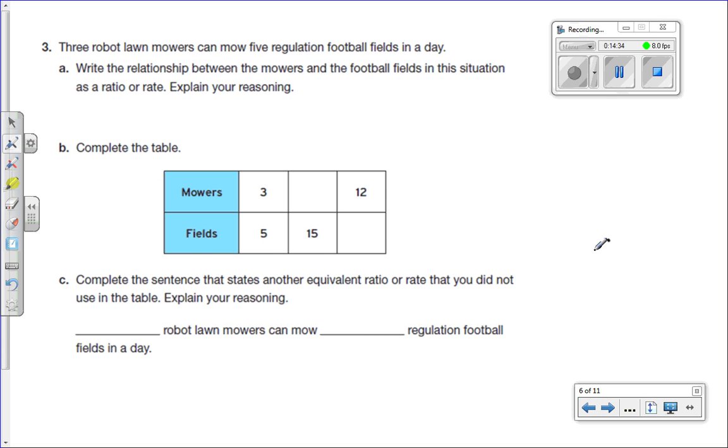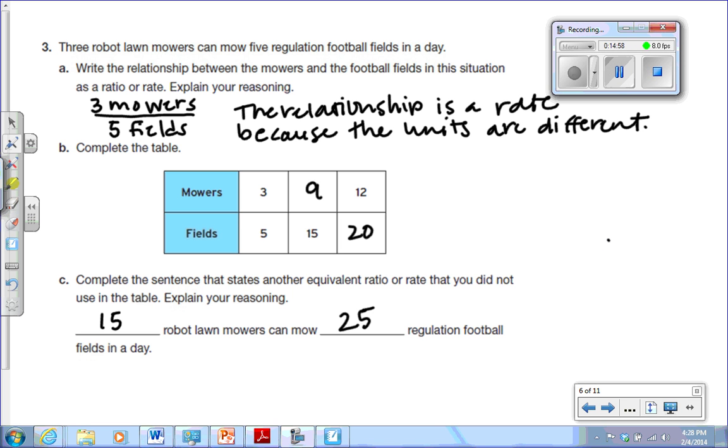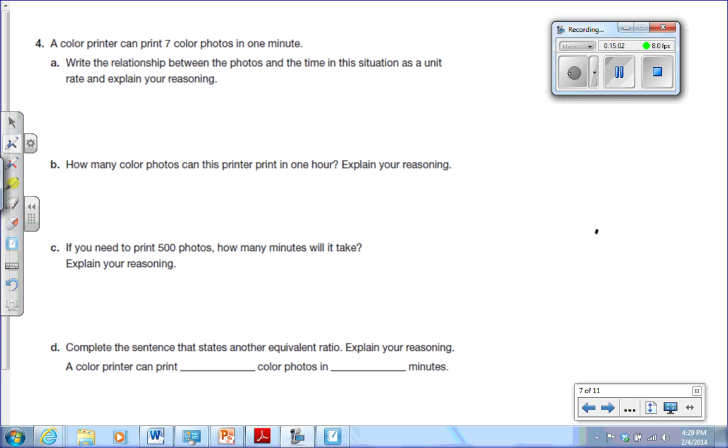3 robot lawnmowers can mow 5 regulation football fields in a day. Write the relationship between the mowers and the football fields in this situation as a ratio or a rate and explain your reasoning. I'm going to let you complete this entire problem. I want you to pause the video. I want you to use the skills that we've learned thus far and fill in what you think the answers are, and then come back and check yourself. Okay, a color printer can print 7 color photos in 1 minute. Again, I want you to use what we've talked about, the answers from the last 3 problems. Come up with what you think the answers are and then check yourself.